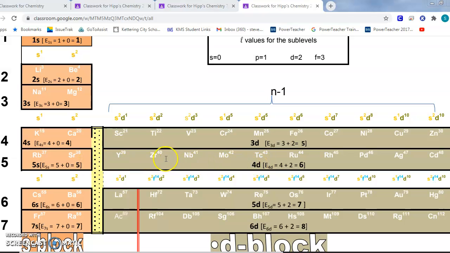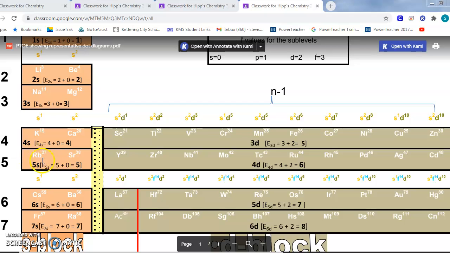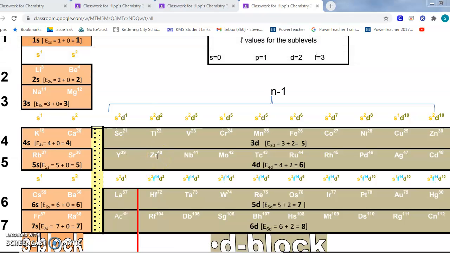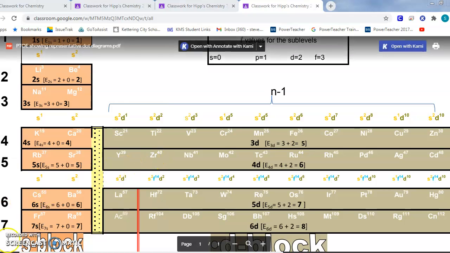It is in the 4d, which gets filled right after the 5s. So here's the 5s2, 4d2, there's zirconium. We know it has 2 in the S, 2 in the D, and we can start thinking about what zirconium would do chemically from just knowing that information.